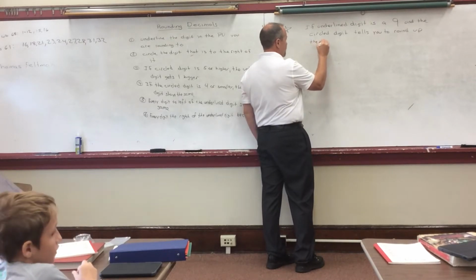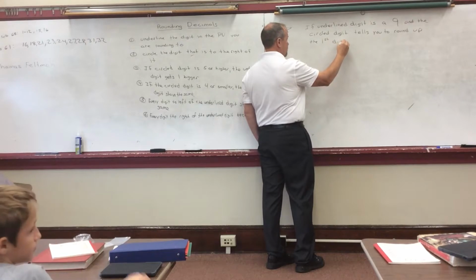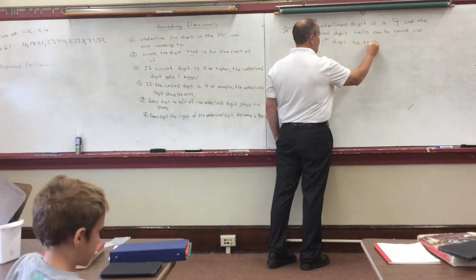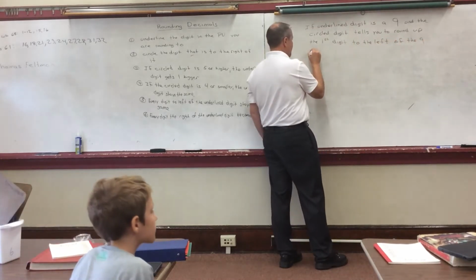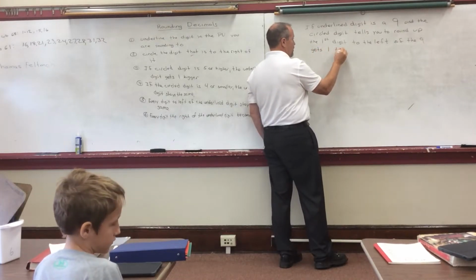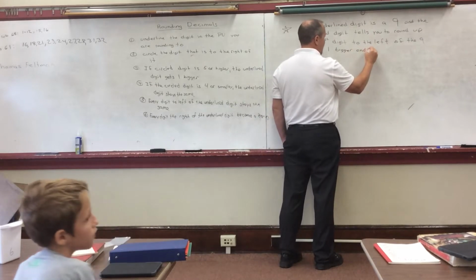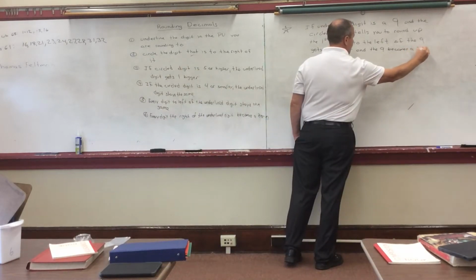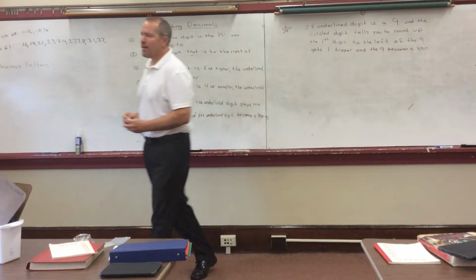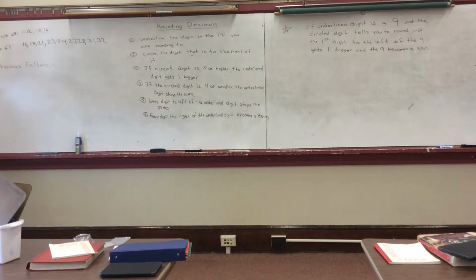The first digit to the left of the 9 gets 1 bigger, and the 9 becomes a 0. Okay, that is one exception to the rule a little bit: if the underlined digit is a 9, and the circled digit tells you to round up, the first digit to the left of the 9 gets 1 bigger, and the 9 becomes a 0.